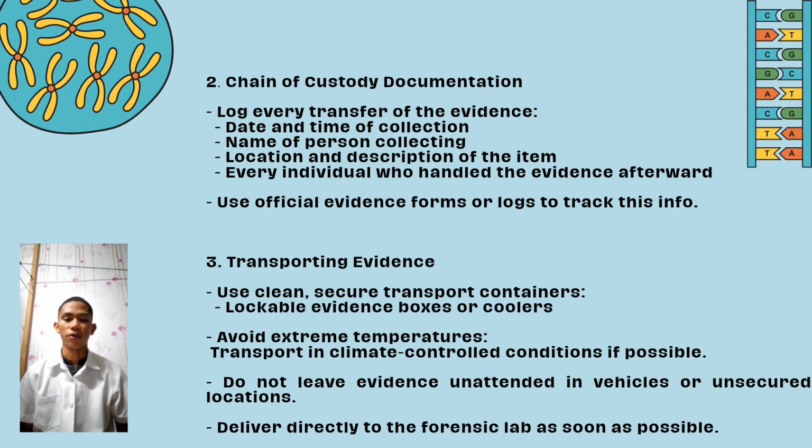The second one is chain of custody documentation. So, log every transfer of the evidence, such as date and time of collection, name of person collecting, location and description of the item. Every individual who handled the evidence afterward should use official evidence forms or logs to track this information. So the third one is transporting evidence.